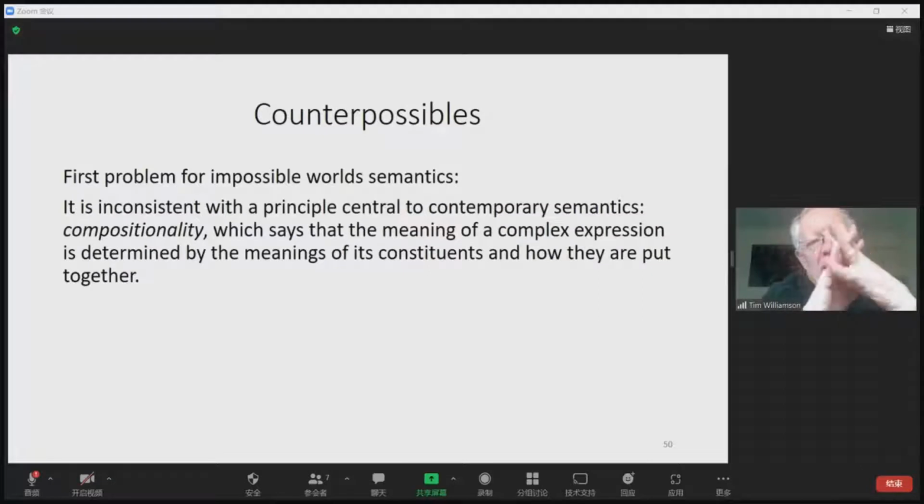So I want to explain a couple of problems for impossible world semantics. The first is related to what I've already said. It's that it's inconsistent with a principle central to contemporary semantics, which is compositionality. Semantic compositionality says that the meaning of a complex expression is determined by the meanings of its constituents and how they're put together. That's a very general sort of guiding principle, which really goes back to Frege. How it's implemented depends on the details of the semantics, but as a guiding principle it has been central to the way that modern semantics has developed.